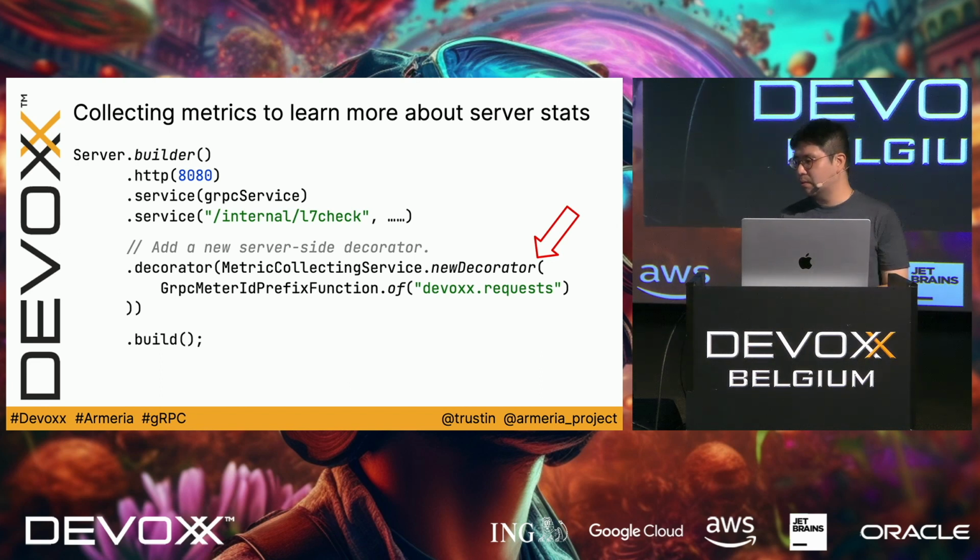So here we added the metric collecting service and some kind of configuration, and then add it. Then automatically all these RPC calls will be measured. Its timing information, error codes, all those stats will be collected into a Micrometer registry. Micrometer is a metric collection library built by the Spring folks. So it's kind of the default metric collection library in Spring, and it integrates very well with Spring.